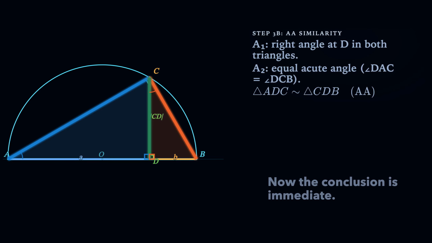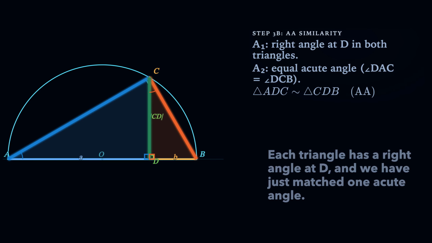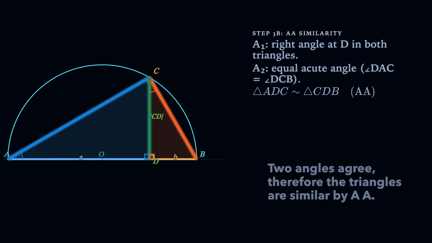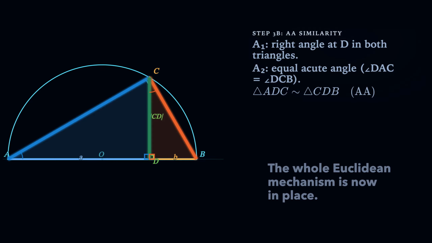Now the conclusion is immediate. Each triangle has a right angle at D, and we have just matched one acute angle. Two angles agree. Therefore, the triangles are similar by AA. The whole Euclidean mechanism is now in place.